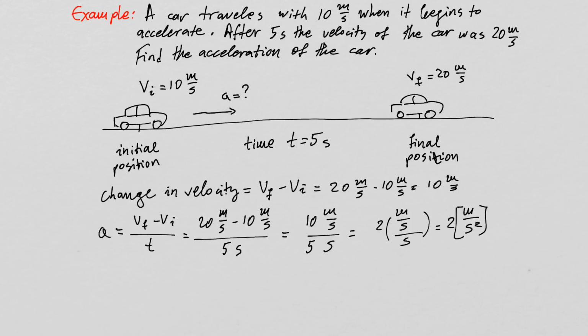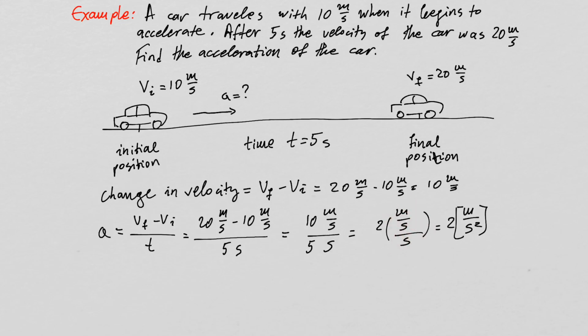So what is the meaning of this value of the acceleration? It means that the velocity changes by 2 meters per second every second. That is the time rate of change of velocity. Again, 2 meters per second every second.